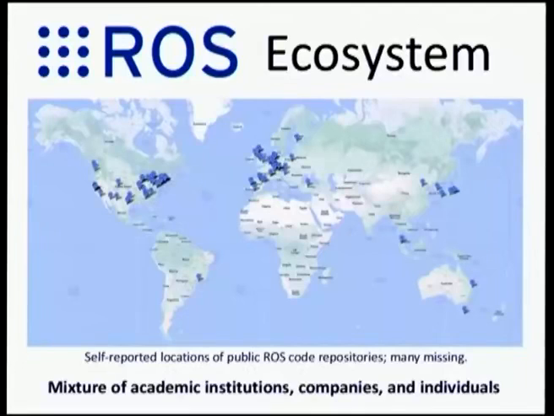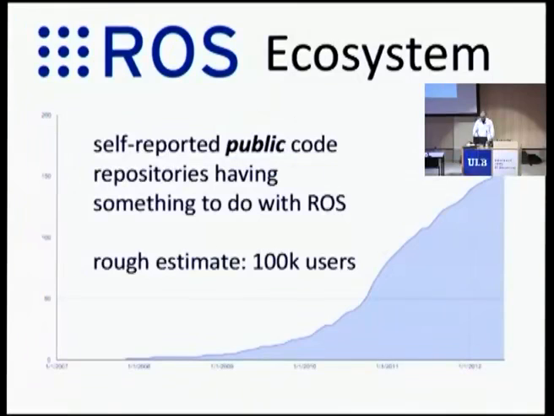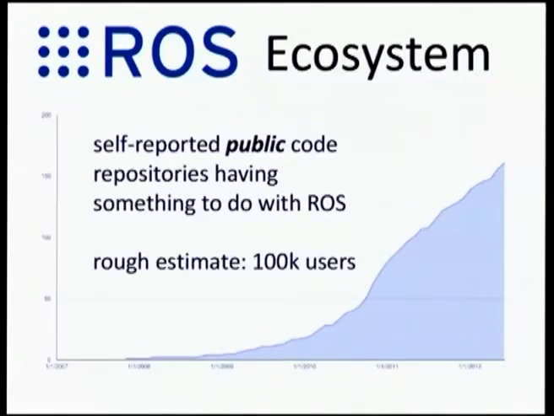Okay, so the ecosystem goes kind of around the globe. This is just a map of some self-reported locations of people using ROS and publishing code. So there are lots missing on here, but it's an interesting mixture of academic institutions, corporate research labs, companies, and individuals and amateur groups as well. This graph shows, a little hard to see the numbers there, the self-reported public code repositories, these are things like on GitHub that have something to do with ROS.